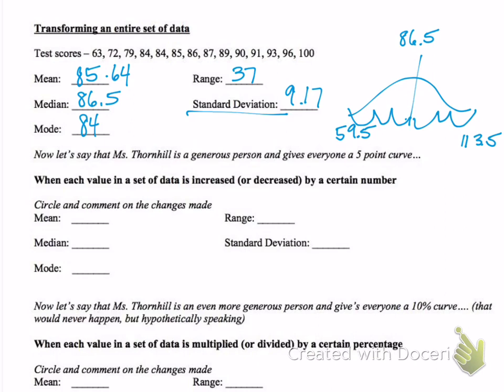Okay, so now it says, let's say that Miss Thornhill is a generous person, because we all know that I am, right? And I'm going to give everyone a 5-point curve. So if I give everyone a 5-point curve, I'm going to go back to my list and add 5 points to everyone's data. So go ahead and do that. Add 5 points to everyone's data set. You can just do it one cell at a time.